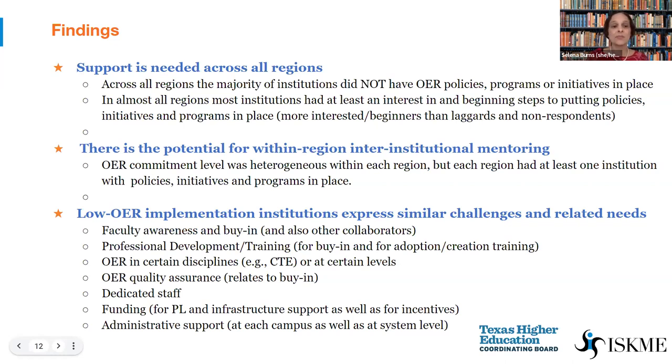And then we saw that many of these low OER implementation institutions had similar challenges and needs: faculty awareness and buy-in, but also the need for awareness and buy-in for other collaborators; professional development and training, which is needed for that buy-in in addition to the adoption and creation training; OER in certain disciplines like CTE or at certain levels; OER quality assurance that relates to buy-in; dedicated staff; and funding, again, not just for OER creation, but for this infrastructure support and for professional development and administrative support.